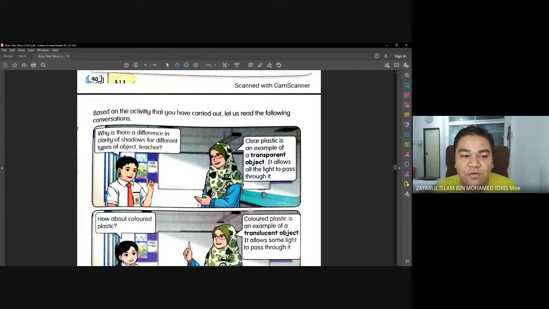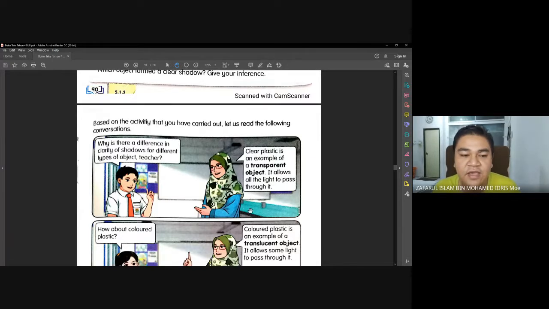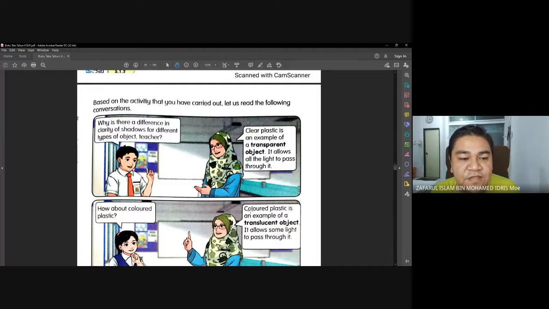Okay, look at your book on page 91. Okay, this is a conversation between a student and a teacher. Okay, what is the difference in clarity of shadow for different types of object? Teacher dia tanyakan, okay, what is the difference? Okay, apakah perbezaan kejelasan shadow, bayang-bayang untuk jenis objek yang berbeza.